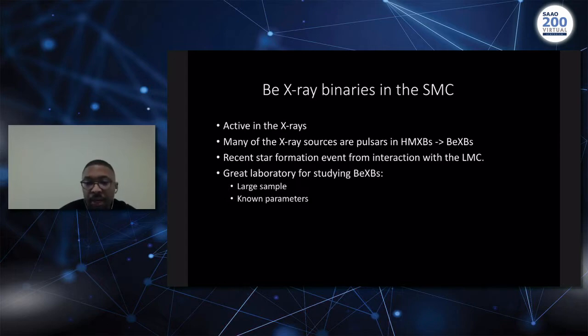And the reason for this overabundance of high-mass X-ray binaries in the SMC is most likely attributed to a recent event of star formation due to an enhancement in the tidal force on the SMC from its interaction with the LMC. So this is cool because it makes the SMC an ideal laboratory to study these sources. You have a large amount of them in one place, so you can perform statistical studies on them. It also helps observationally that the SMC has a low foreground extinction. So we know the distance to the SMC very well, so we can get more accurate values of luminosities of these objects compared to the galaxy.